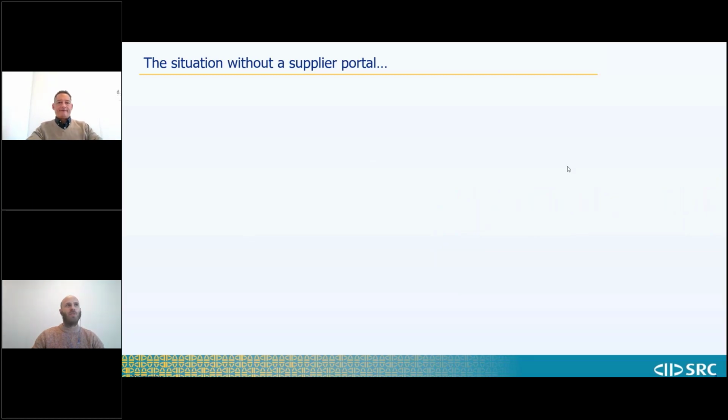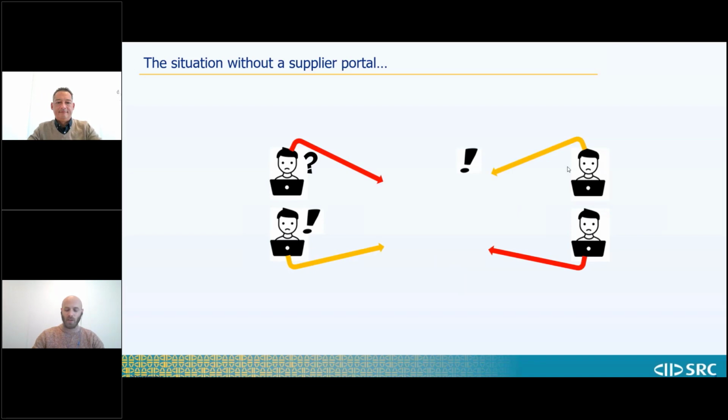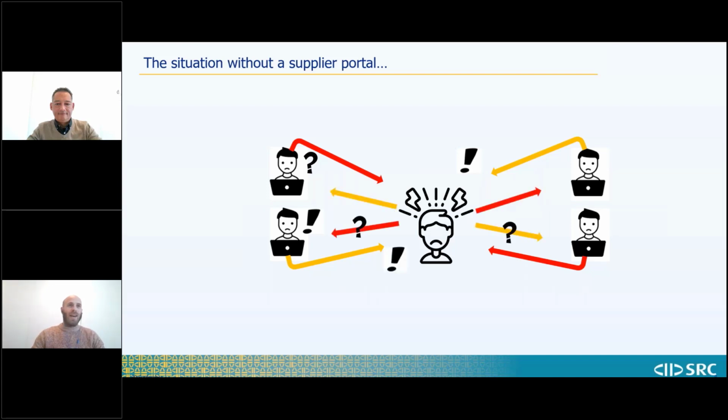So this is the situation without the supplier portal. You are getting the information from your suppliers in different formats. You are getting information you don't need. You are missing information you do need. And the information that you are getting is not validated in any way. There's back and forth communication between you and your suppliers to get the information right, giving both you and your suppliers terrible headaches and nightmares.